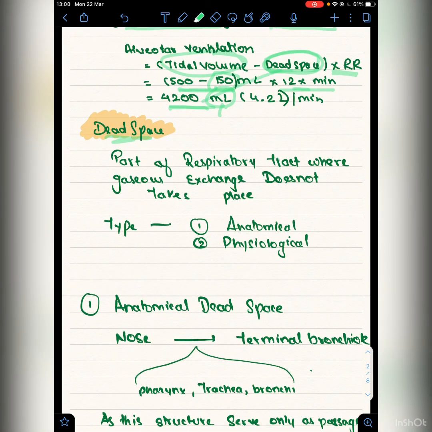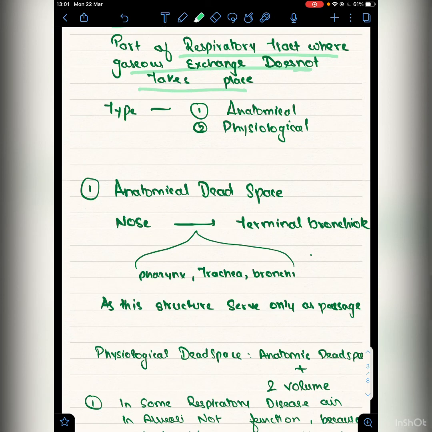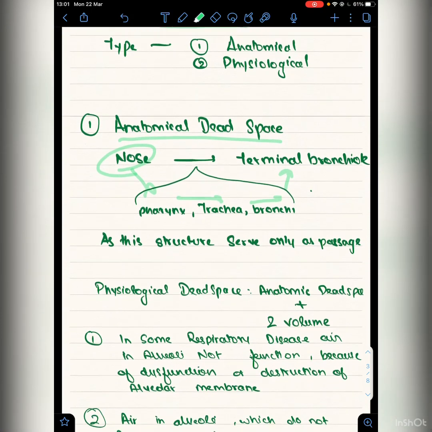As you can see, dead space is a part of the respiratory tract where gaseous exchange does not take place. Does it take place at the nose? No. Pharynx? No. So all those parts are considered anatomical dead space: from the nose to the pharynx, trachea, bronchi and terminal bronchioles. All those are pathways which bring the air, but they can't play a role in gaseous exchange. So they are anatomical dead space.